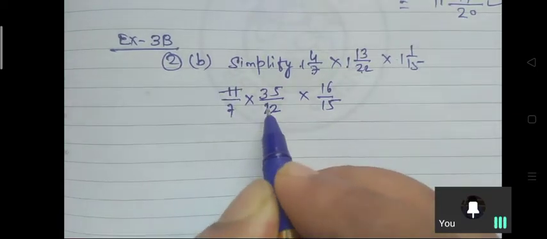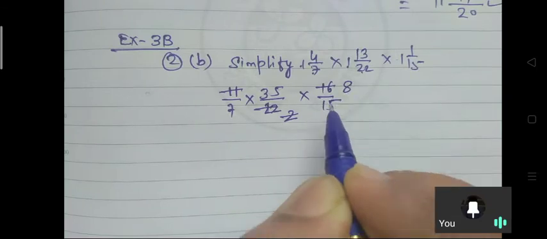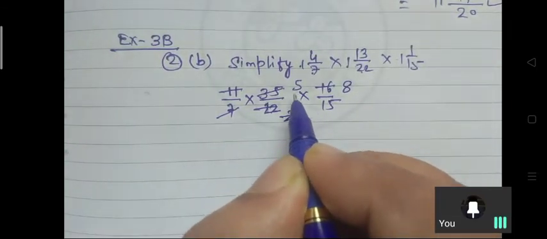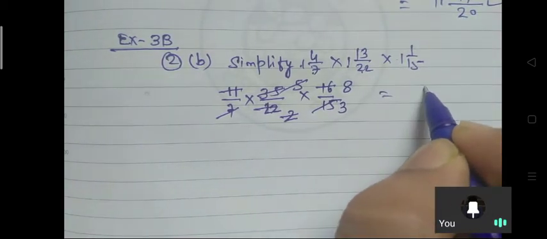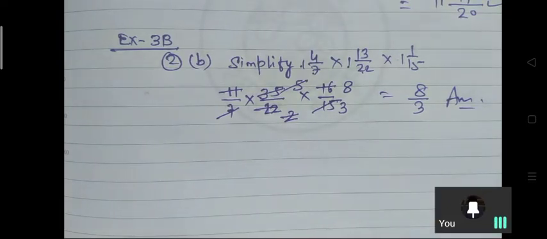So 11 2s are 22, 2 8s are 16. We can cancel this way. 7 5s are 35 and 5 3s are 15. What are the leftovers? We will say 8 by 3. So this is your answer. Have you understood, Ria?